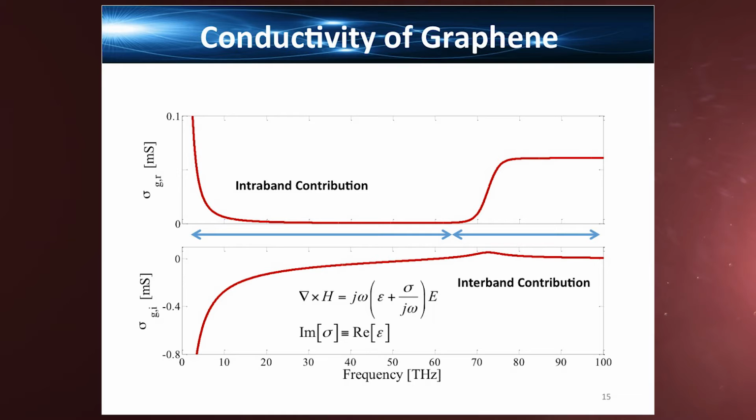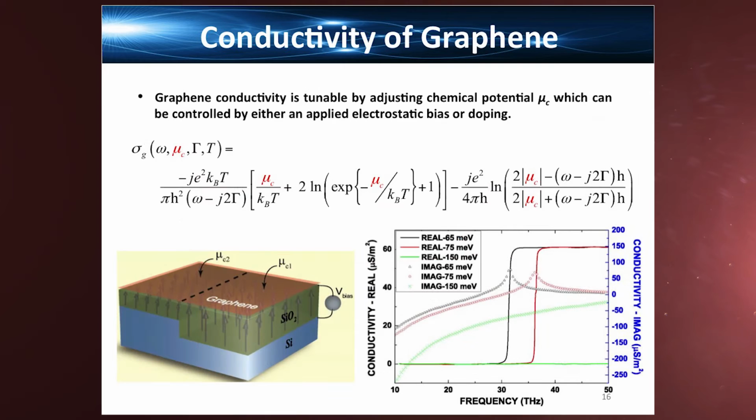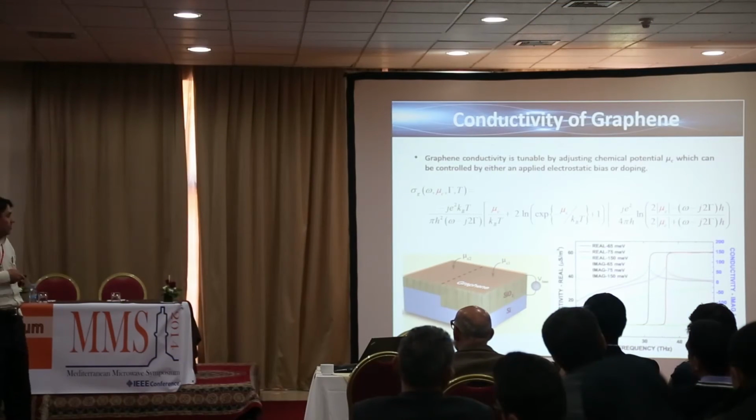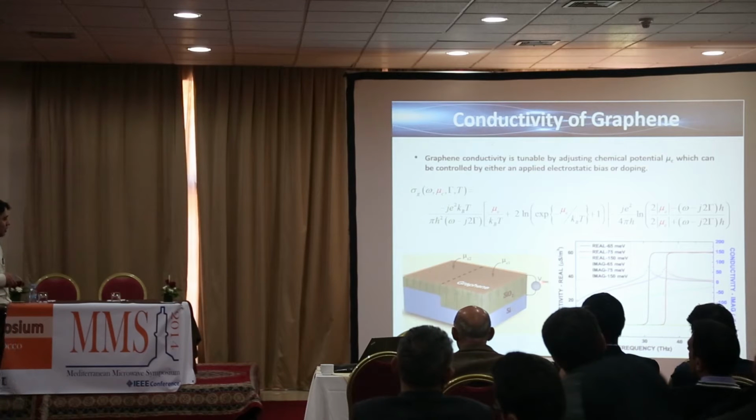This is the basic idea behind the works by Vakil and Engheta that graphene is used for transformation optics. And once again, look at the conductivity of graphene. The conductivity of graphene depends on chemical potential, and chemical potential can be controlled by doping and external electrostatic bias. So we can tune the conductivity with an external bias, which is shown in this figure.